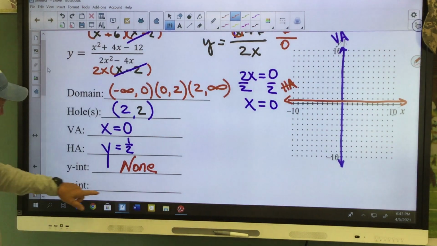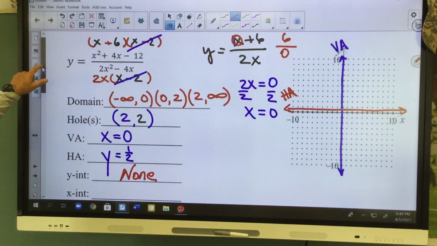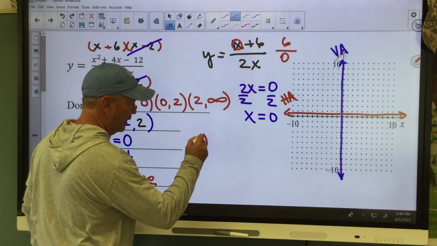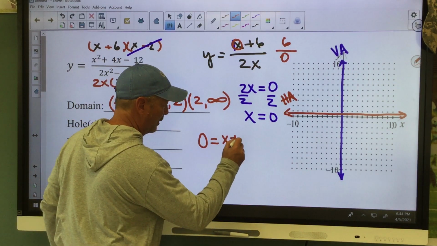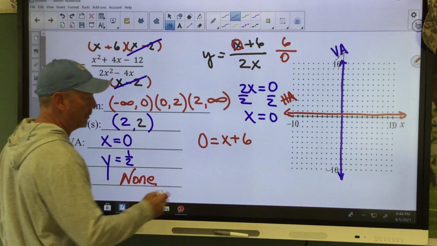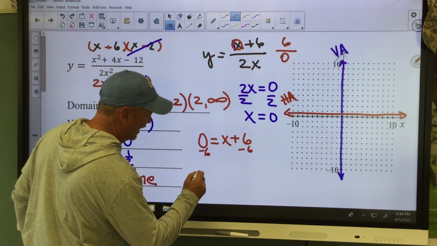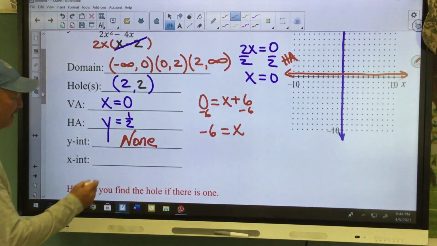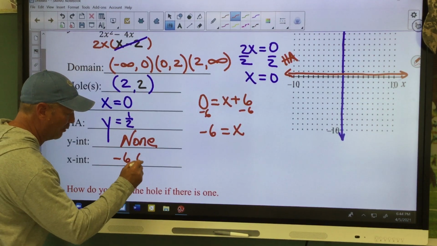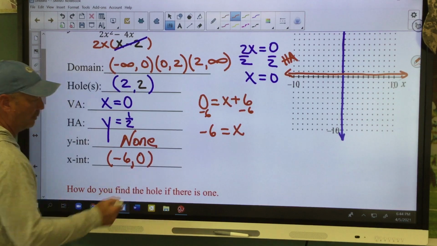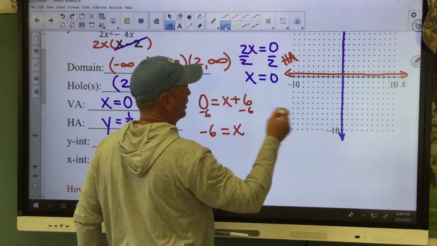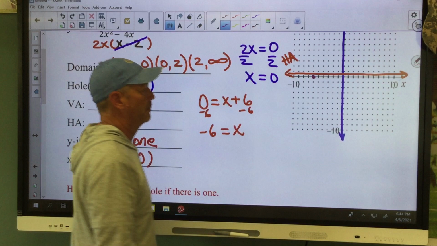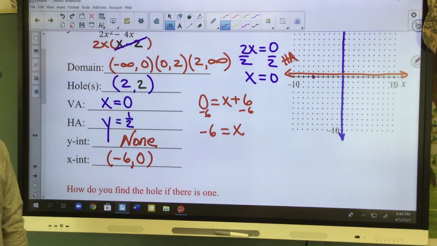Now, we're going to find our x-intercept. To find our x-intercept, we take the numerator and set it equal to 0. Minus 6 minus 6, negative 6 equals x. So what did we get? We got x is negative 6 when we put a 0 for the y value. So we're going to come over here and put a dot at negative 6. 1, 2, 3, 4, 5, 6. There is my y-intercept, I mean my x-intercept, excuse me.